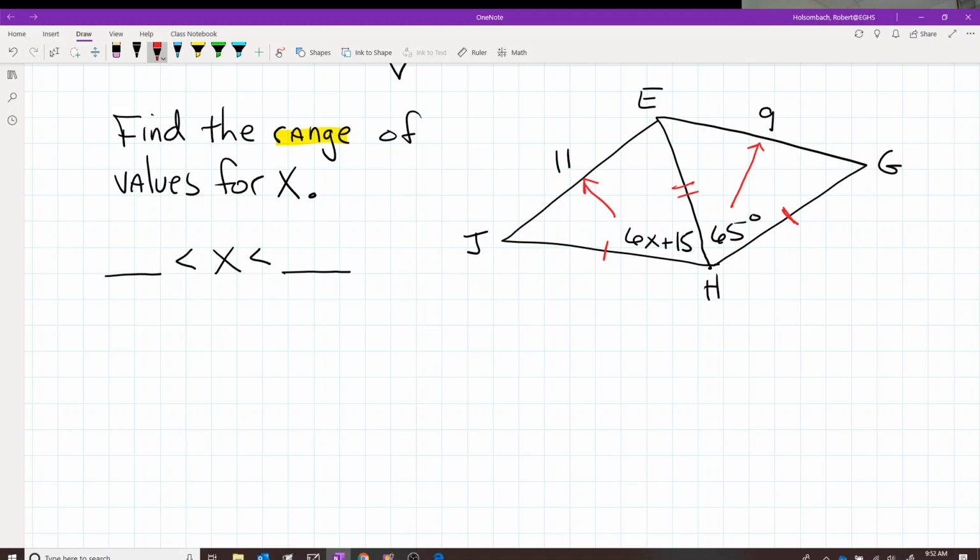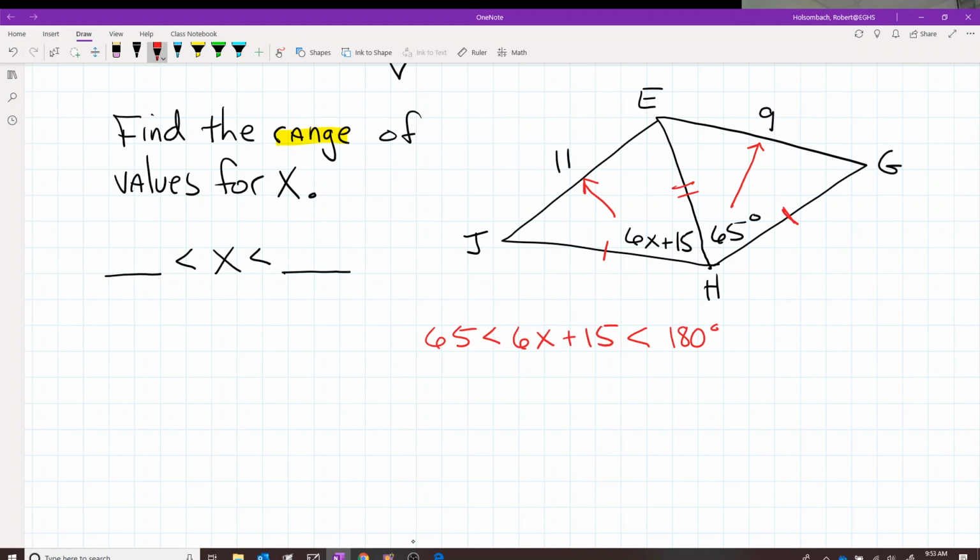Alright, so pay attention here. If 65 has to be less than 6x plus 15, and your answer has to be in the form of a range of values, well then this 6x plus 15 has to be less than something. And since the 6x plus 15 is one angle in a triangle, then that one angle has to be less than 180 degrees, because the three angles sum to 180.